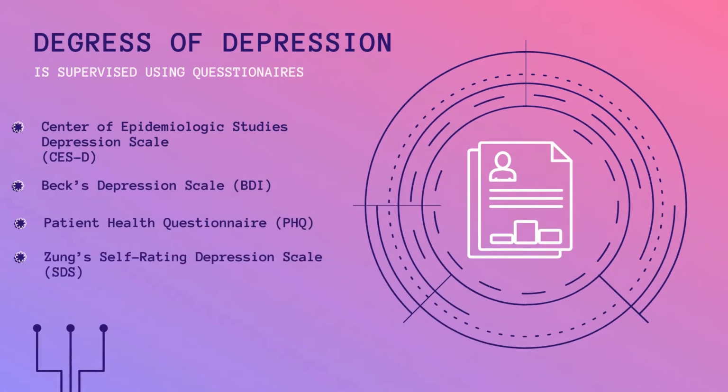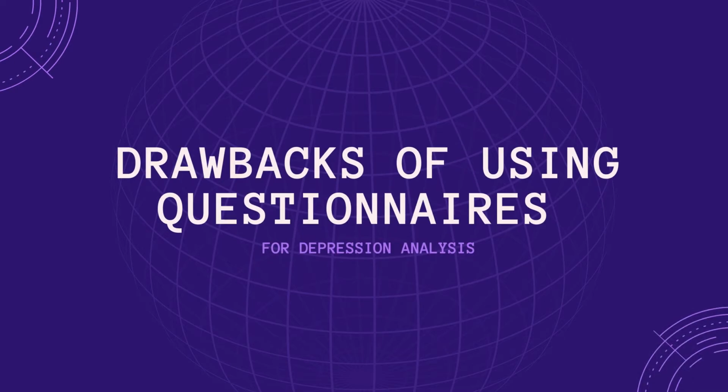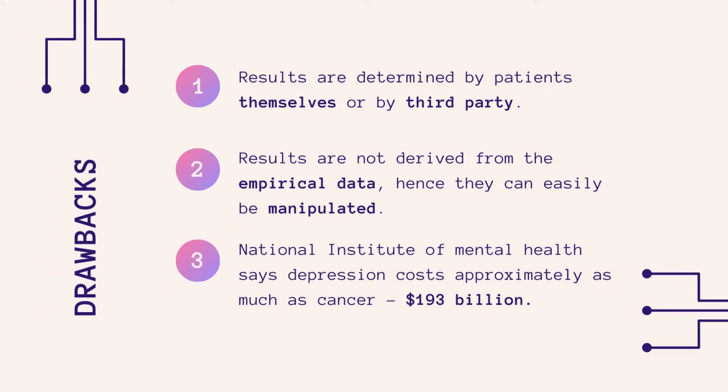The degree of depression in a person is typically measured in the form of questionnaires that vary widely in length and format. The most common of these are the Center for Epidemiologic Studies Depression Scale, Beck Depression Scale, Patient Health Questionnaire, Zung's Self-Rating Depression Scale. Drawbacks of using questionnaires: results from these tests are usually determined from the patients themselves or by a third party, but never from empirical data. Thus, these questionnaires can easily be manipulated.